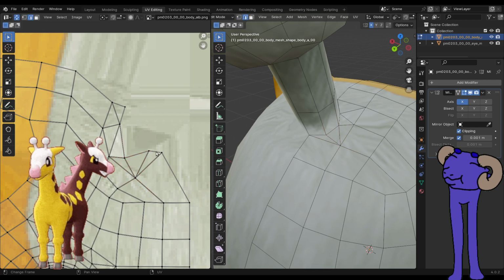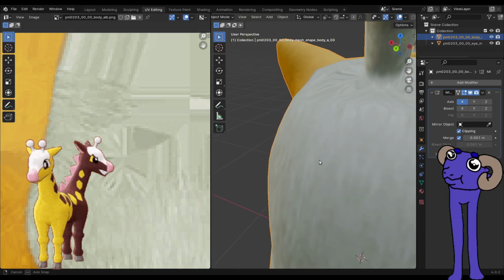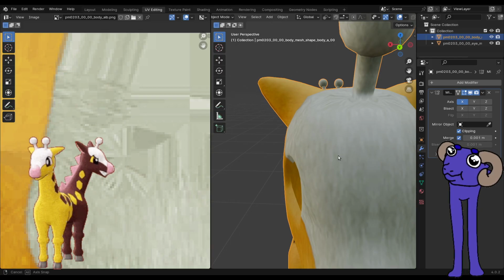Where am I? It's just so beautiful. I am in heaven.